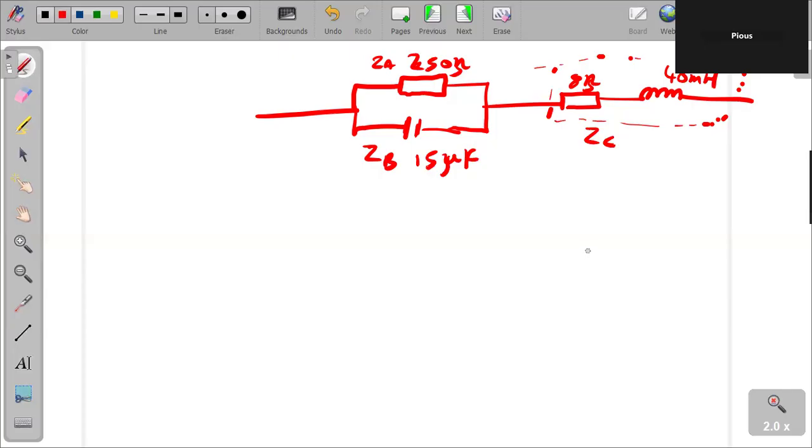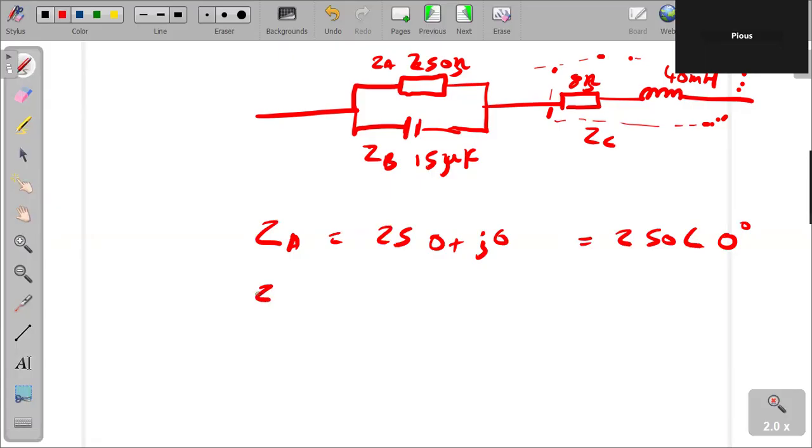So first things first, we can first calculate ZA. ZA is going to be equal to 250 plus, we don't see inductance or capacitance there on the ZA, so it means it's going to be 250 plus J0, which in polar is going to be 250 angle of 0 degrees.